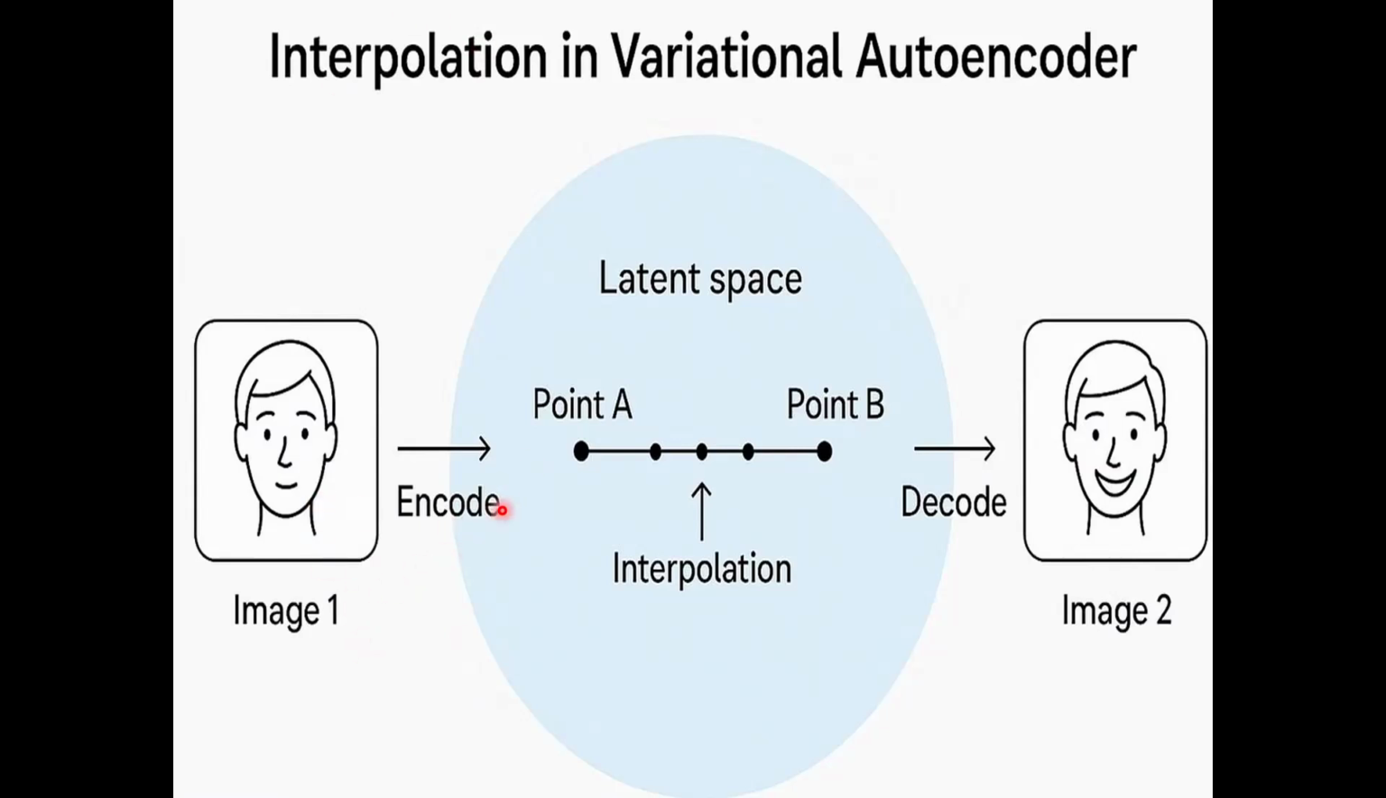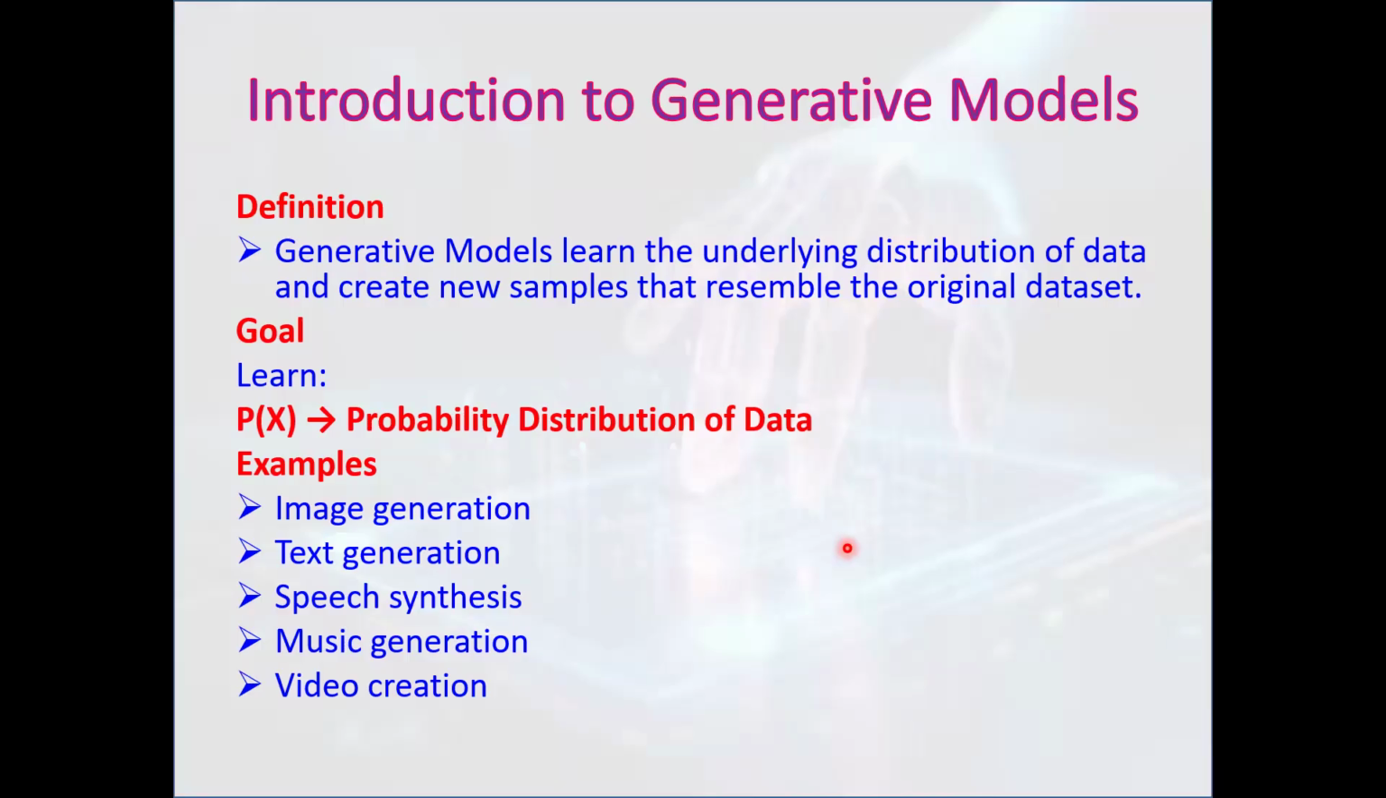Next, the interpolation of the variational autoencoder. Here, image one is encoded. This is stored in the latent space, and we reconstruct the image in the decoder part.